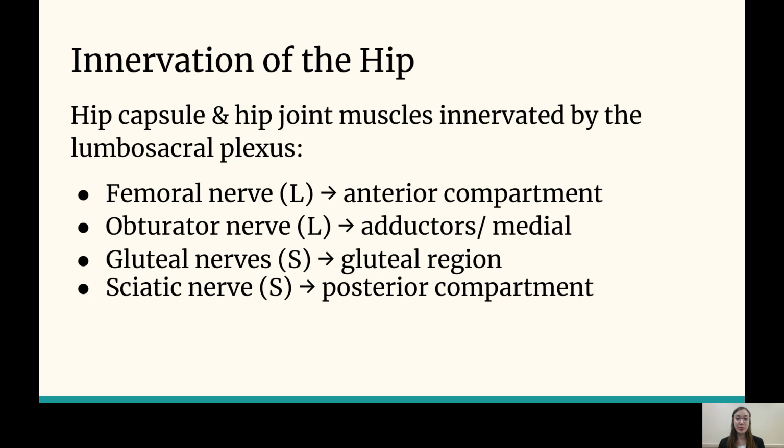So the femoral nerve is part of the lumbar plexus, and it innervates the anterior thigh. The obturator nerve also branches from the lumbar plexus, and it signals the adductors in the medial thigh. The gluteal nerve comes from the sacral plexus to innervate the gluteal region. And last, we have the sciatic nerve of the sacral plexus, which innervates the posterior thigh and parts of the lower leg.